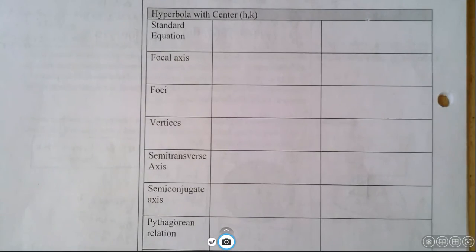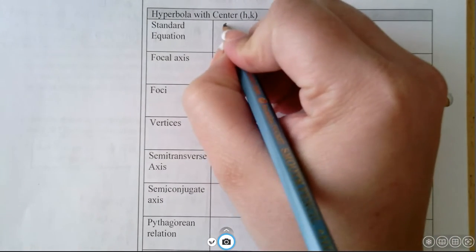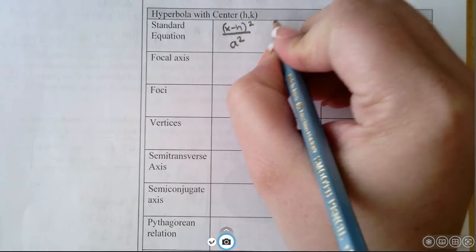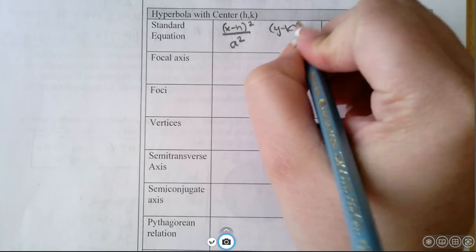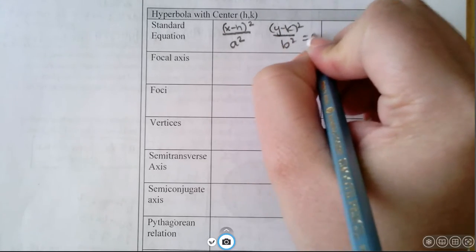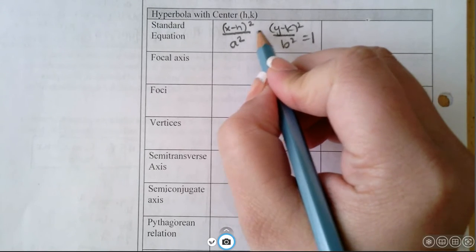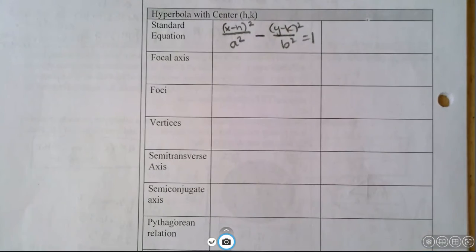Our standard equation, we have two again. So we have the case where we have x minus h squared over a squared and y minus k squared over b squared equals 1. But different from the ellipse, where we had a plus here, now for the hyperbola, we have a minus.